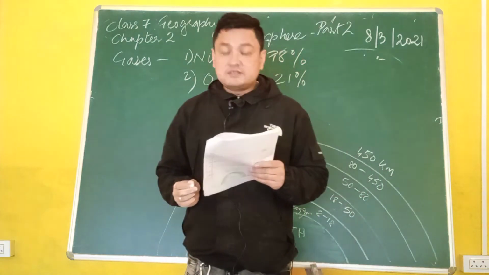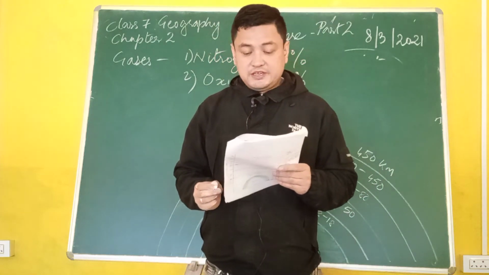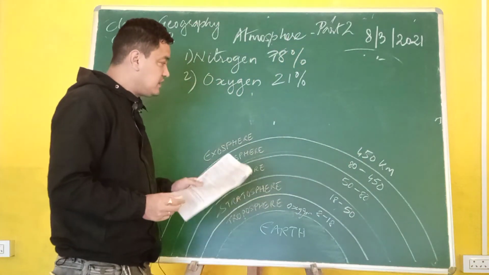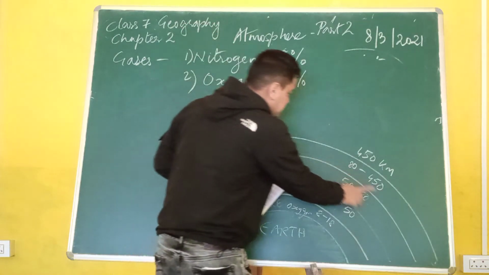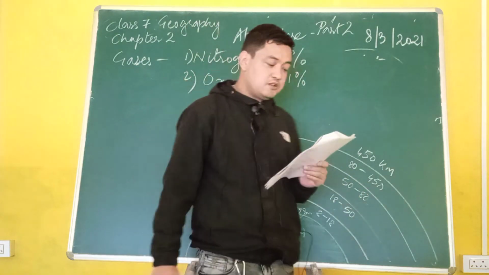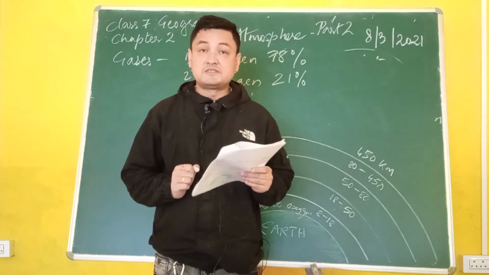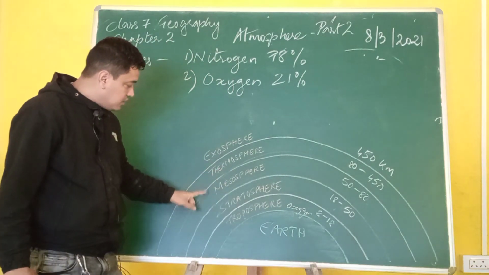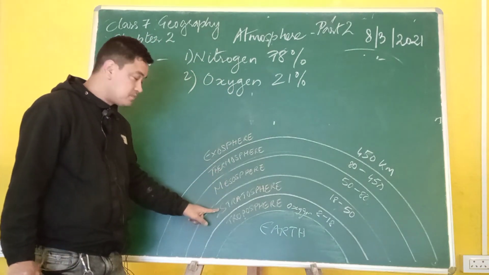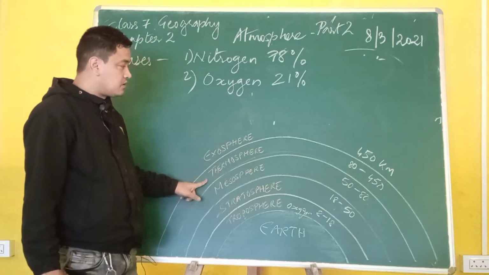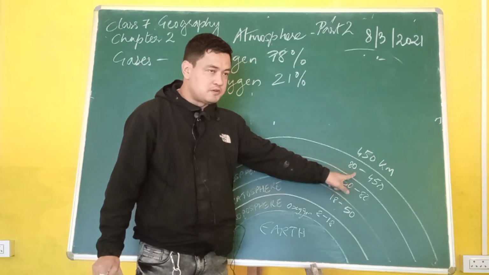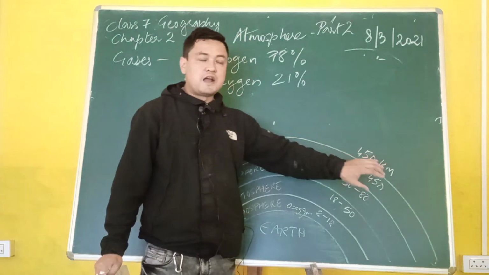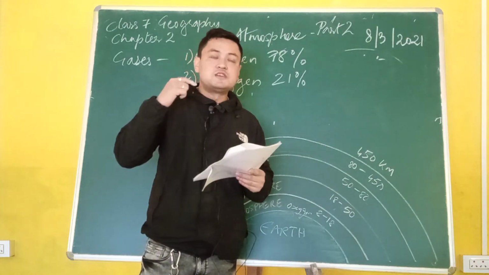Oxygen is found in small quantity at the height of 120 kilometers. So oxygen is less in the thermosphere. Now look at the layers here. First layer is troposphere, the second layer is stratosphere, the third layer is mesosphere, the fourth layer is thermosphere. The thermosphere starts from 80 kilometers to 450 kilometers. So this is the area where oxygen is almost negligible.